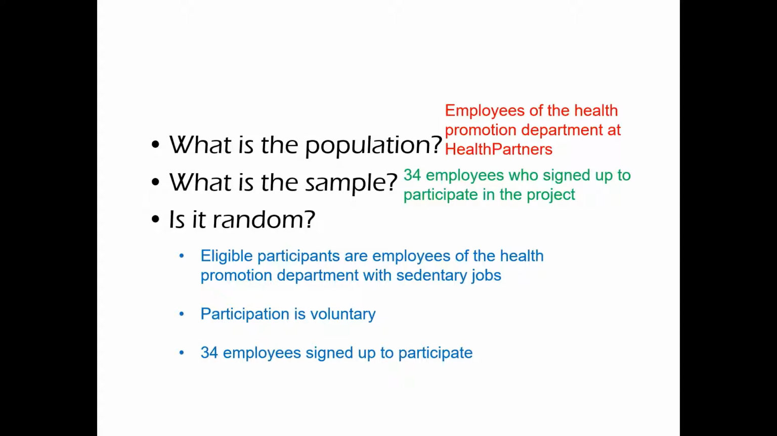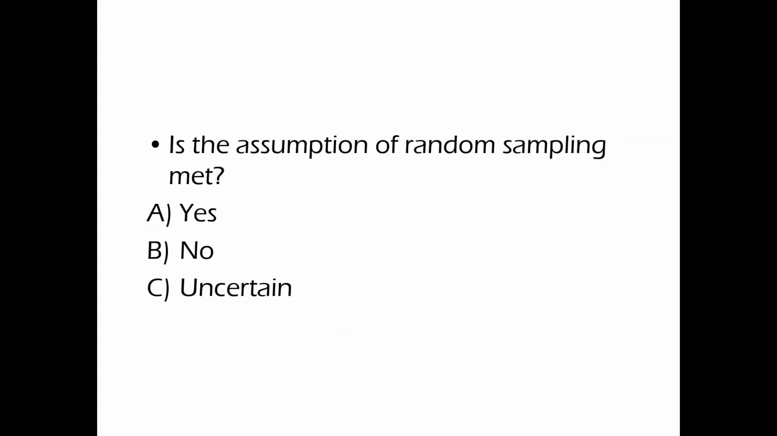In this case, the population are the employees of the Health Promotion Department and Health Partners, which is a nonprofit member-governed health system in Minnesota. The collected sample are the 34 employees who signed up to participate in the project. What about the third question? Is this random? From the text, we can see the participation is totally voluntary, and the subjects in the sample were not randomly selected. So clearly, in this case, the assumption of random sampling is not met.